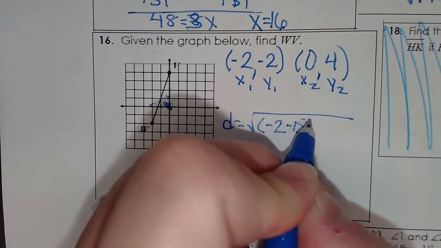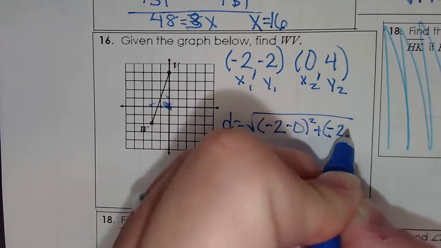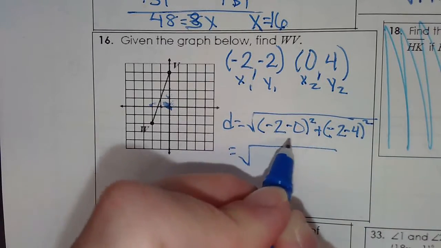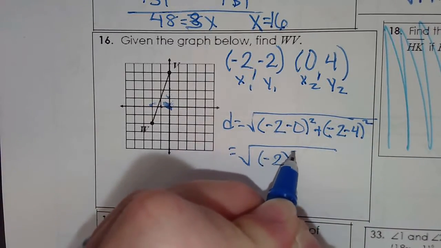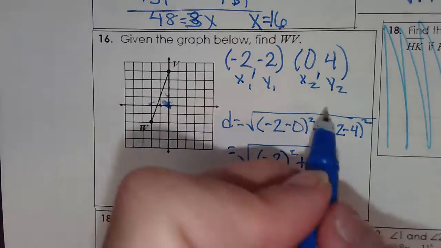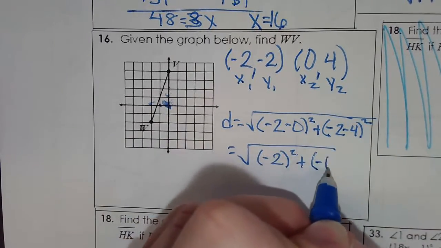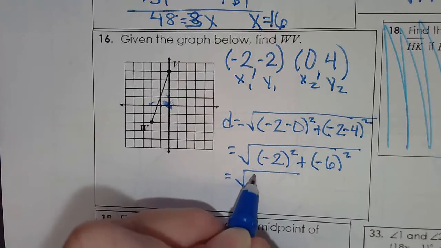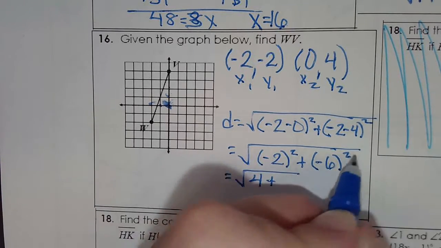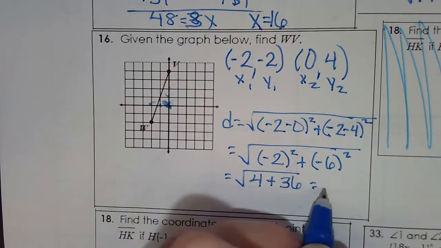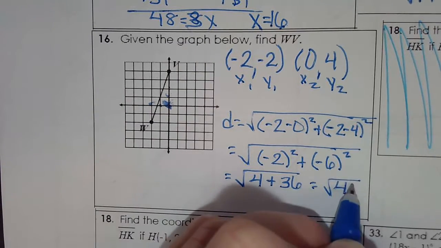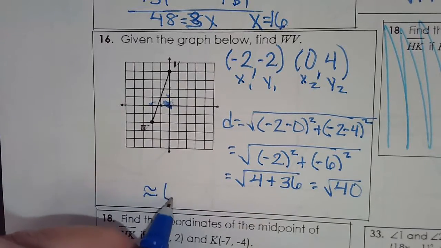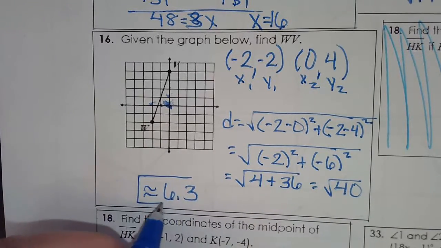-2 minus 0 squared plus -2 minus 4 squared. -2 minus 0 is -2. -2 minus 4 is -6. And then you're going to square them out. -2 squared is 4. -6 squared is 36. And then you have the square root of 40, which when you plug that in, you do get a decimal. You get about 6.3.